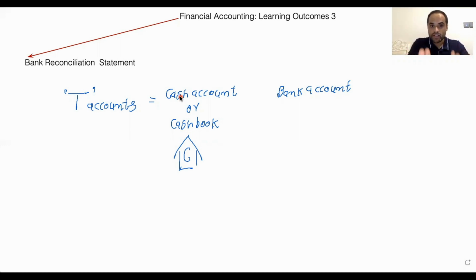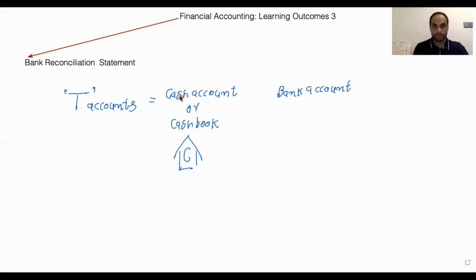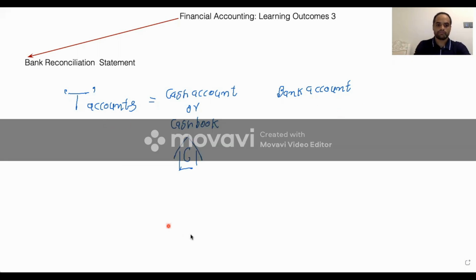Now you understand the difference between cash accounts and bank accounts. Bank accounts are prepared by the bank because you deposit and withdraw cash in the bank. Cash accounts are prepared by you in a company because you receive cash from various customers and you pay cash to various customers. So every time you prepare cash accounts. Now, did you understand that? Yes or no? You understand the difference between cash accounts?